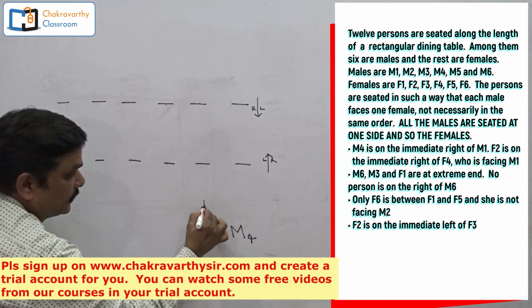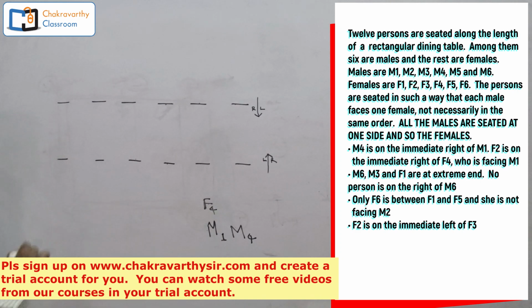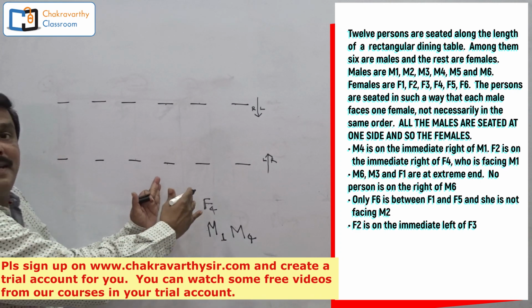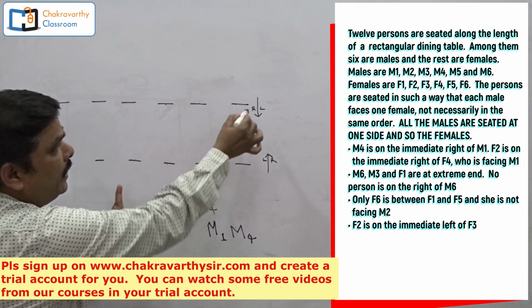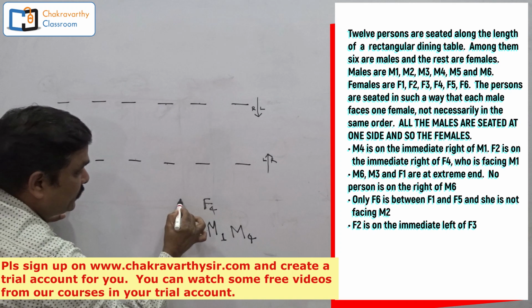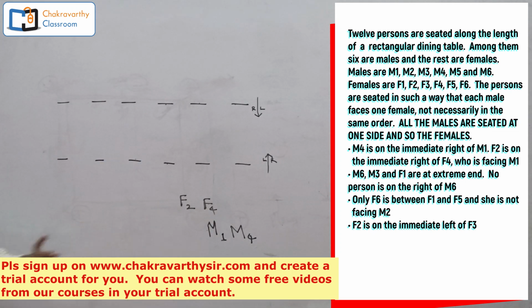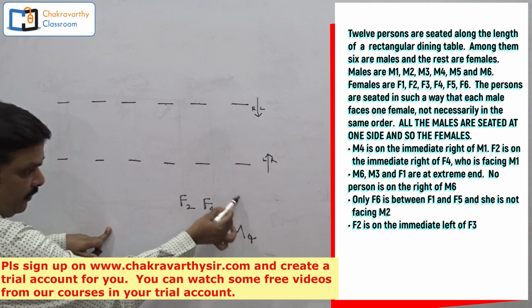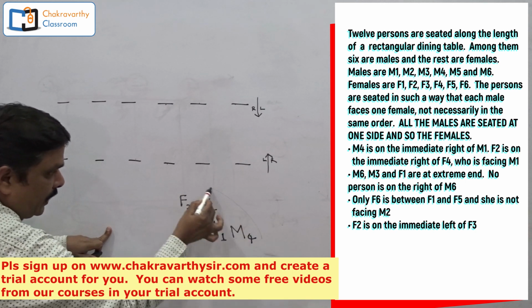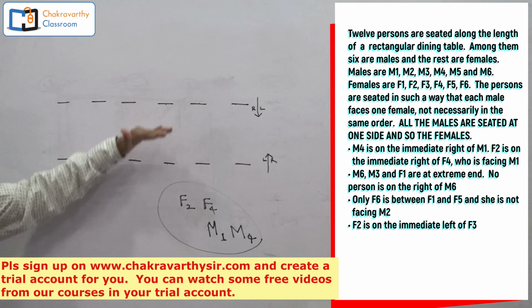So this is F4. F4 is facing M1. F2 is on the immediate right of F4. Remember students, right means this side because the female is facing this direction. So F2 must be here in this way. This is exactly how the arrangement is. Whenever you want to bring this into the chart, this should be maintained. Both should be maintained in this way.